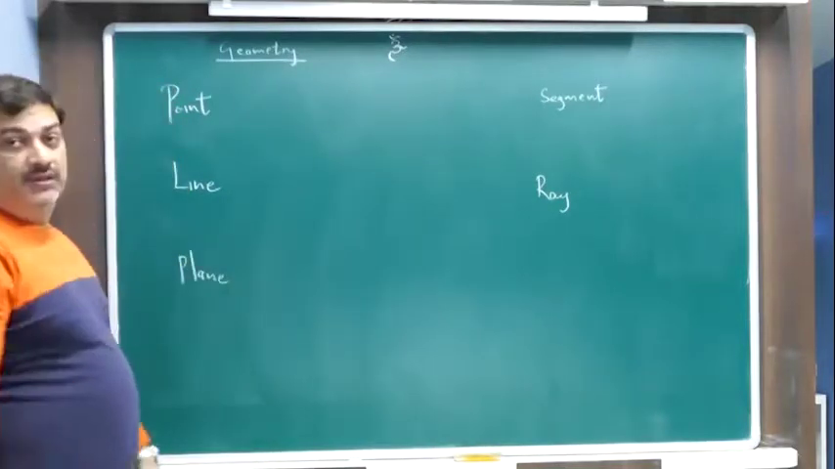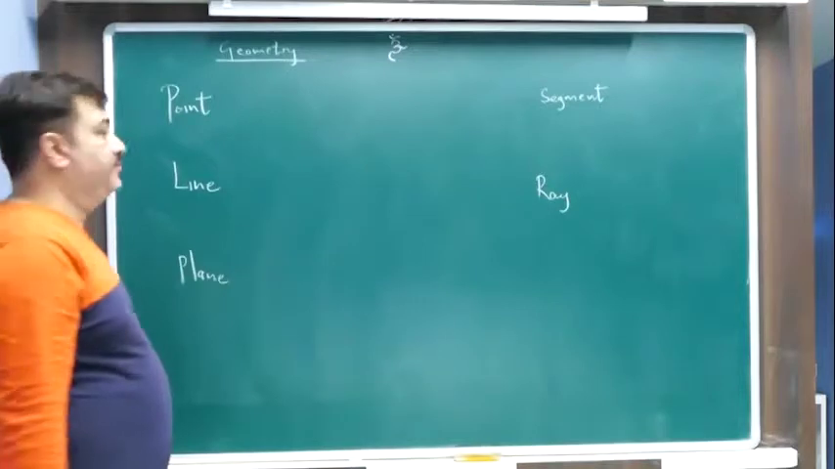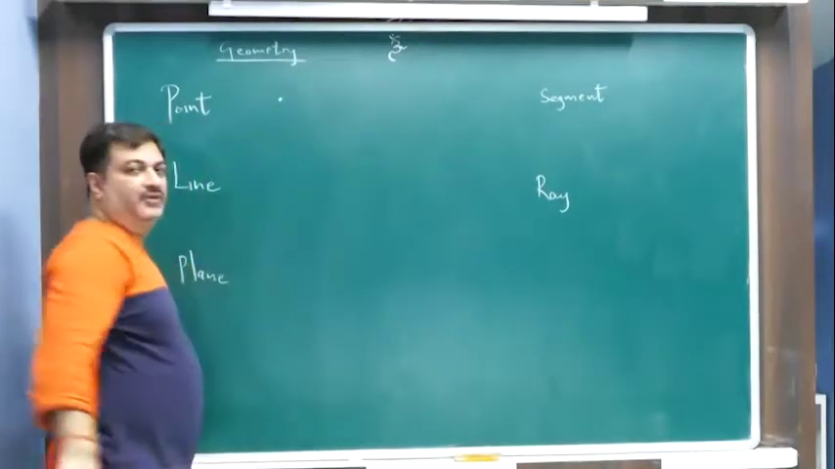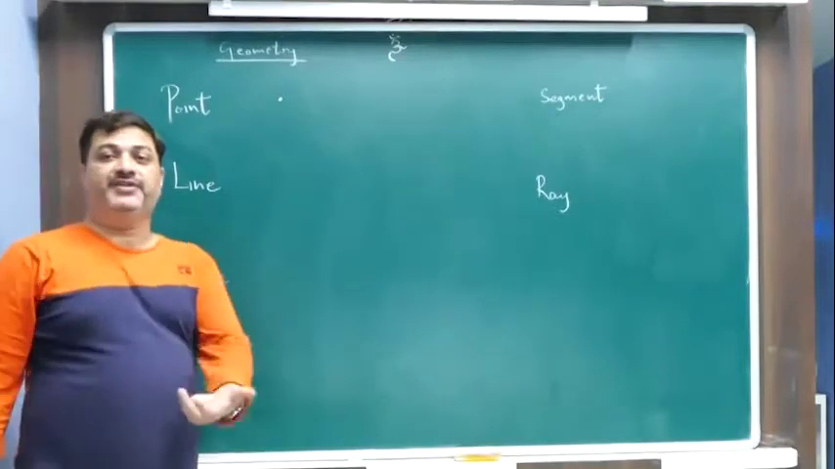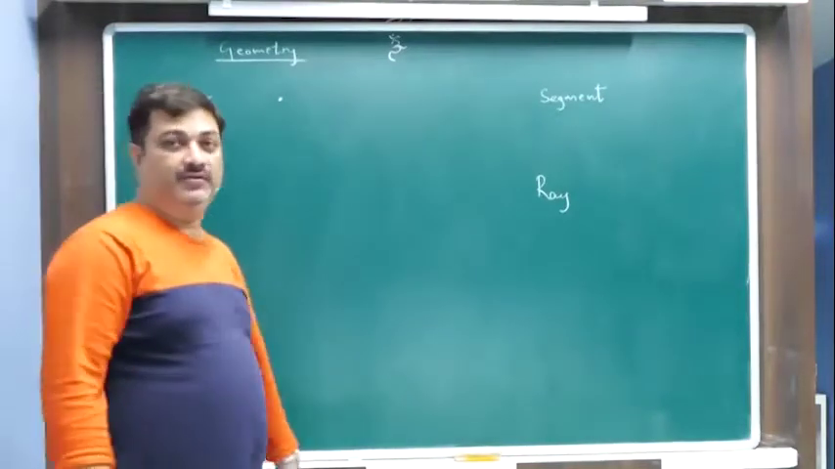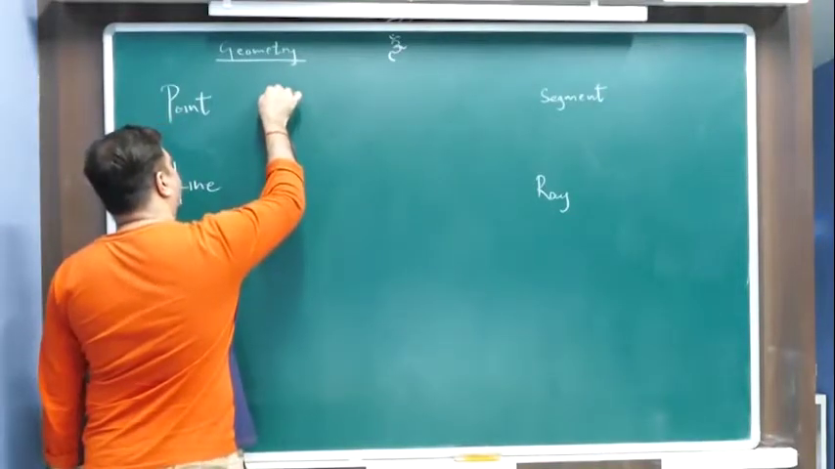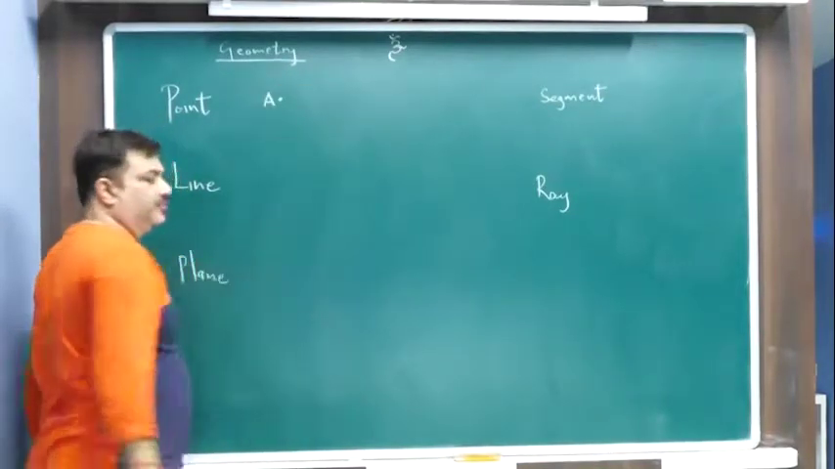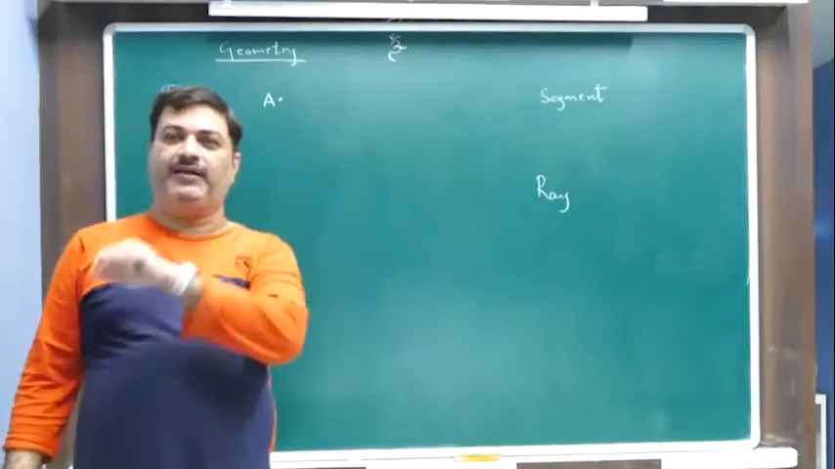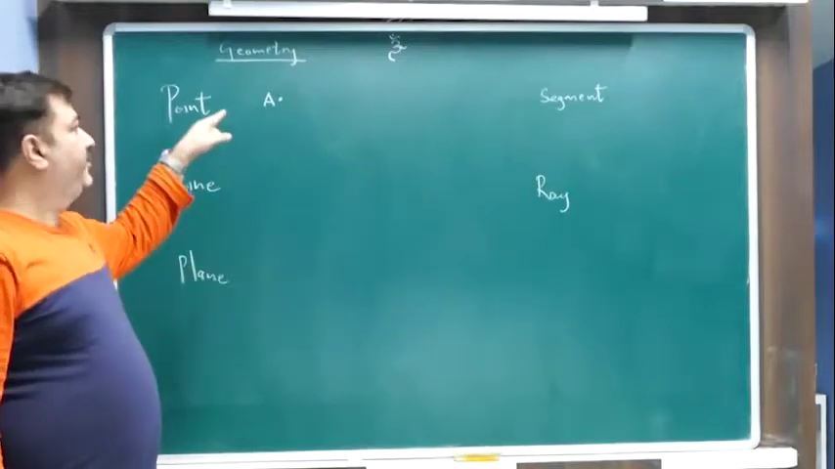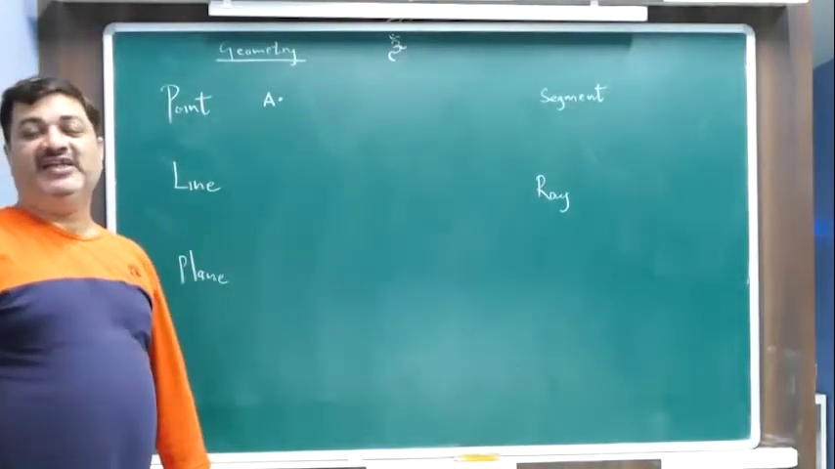So, what do you mean by point? A dot. A dot is a point, but how do you represent it? How do you write it in maths? You say a dot, and besides that, you put a capital letter denoting the name of that dot. So, what will be the name of this point? I will call it point A.